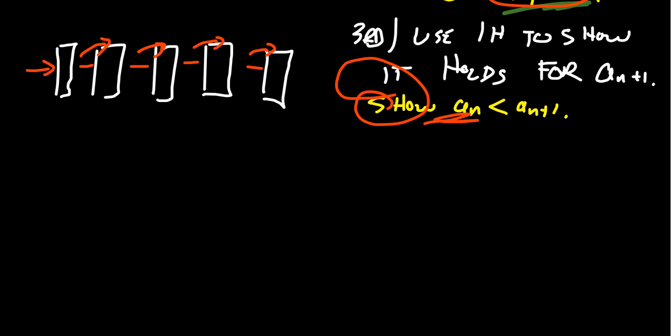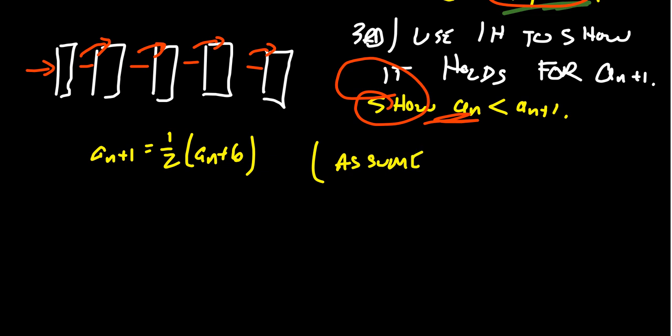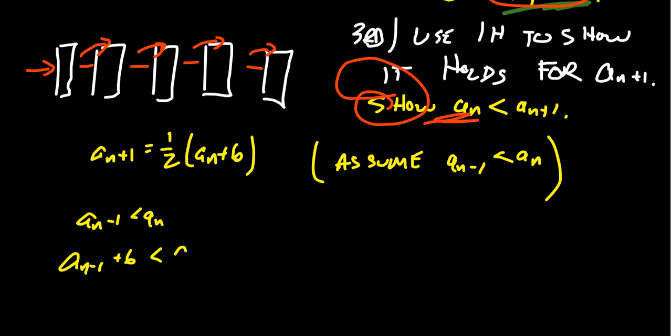So for our sequence here, how do we show that it's increasing? Remember, our recursive relationship looks like an plus 1 is equal to 1/2 (an plus 6). So we're going to use this statement to try to prove this. We're going to assume that an minus 1 is less than an. Great. So we're going to start with this statement, an minus 1 is less than an. And so we're going to add 6 to both sides. This tells us that an minus 1 plus 6 is less than an plus 6.